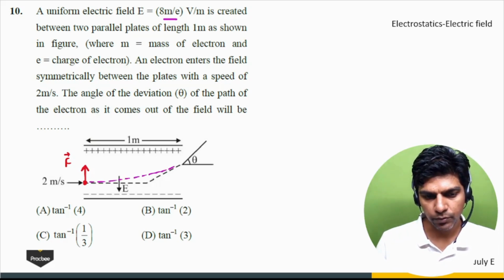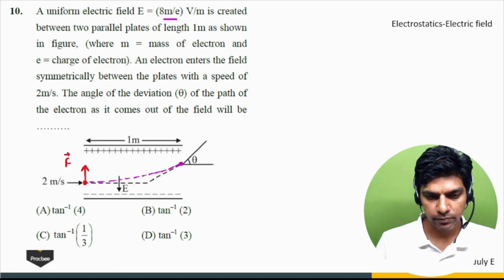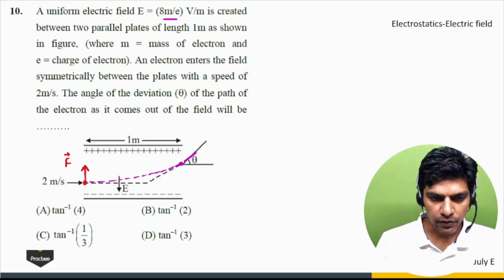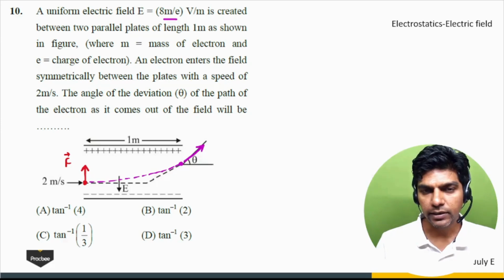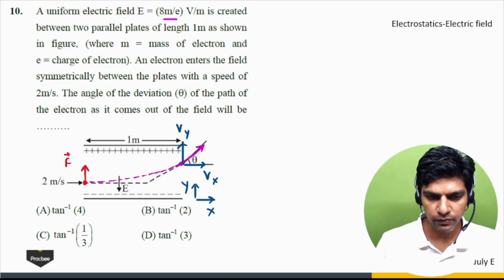It will follow a parabolic path, and then it will have a horizontal displacement of 1 meter, and it will come out of the plates. So it will come out of the influence of electric field. So at this particular point, it will be having a velocity which is making an angle theta with the horizontal. So it will be having two components, Vy vertical component and the horizontal component Vx. So I'm taking right direction as positive x, upward direction is positive y.